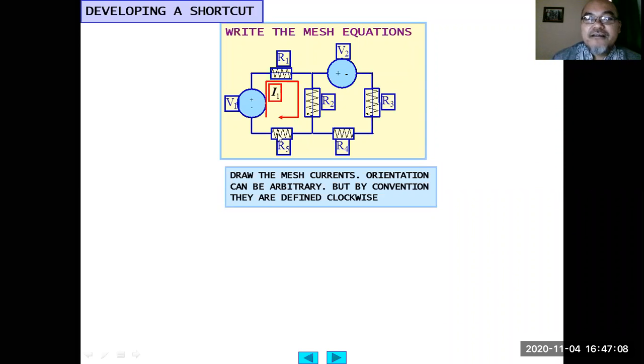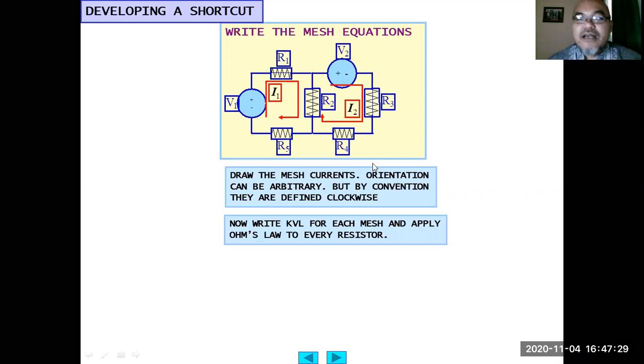So here I1 is drawn from this node toward this node, toward this node, toward this node, and goes back to the original starting node. I2 similarly goes from this node to this node, to this node, and then back to the original node in clockwise direction. Then we write Kirchhoff voltage law for each of the meshes and apply Ohm's law to replace the voltage by the multiplication of the loop current with the resistor.